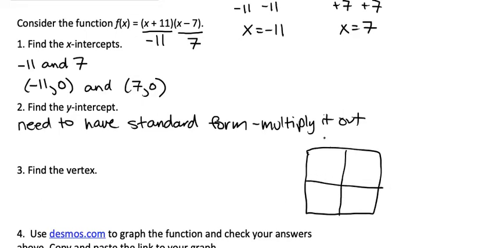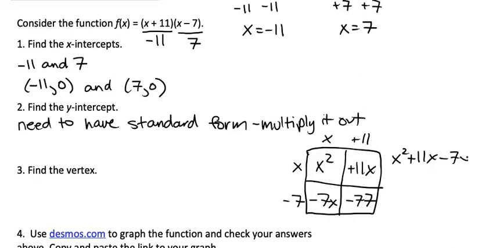And we have x plus 11 and x minus 7. So when I multiply, I get x squared, I get plus 11x, I get minus 7x, and I get negative 77. And then I need to combine my like terms. So we have x squared plus 11x minus 7x minus 77. And when we combine these two like terms, that gives us x squared plus 4x minus 77.